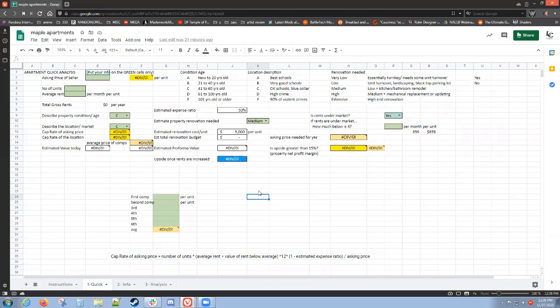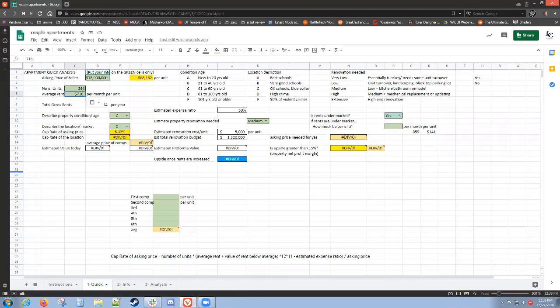Rebecca, would you like to present the first page as I fill it in? Yeah, of course. So the first page is just a quick overview of the property itself. The first thing you do is on the top left, you put in the asking price, where you usually get it from the seller directly. And then you put in basic information like the number of units, which is 264, and the average rent.